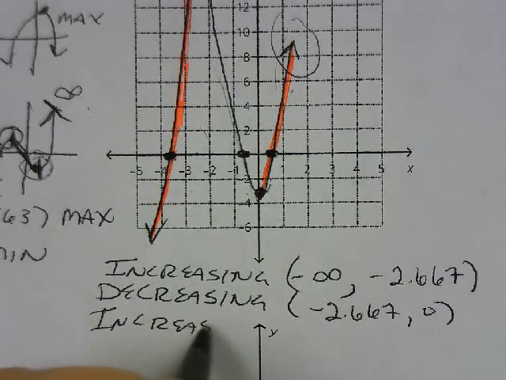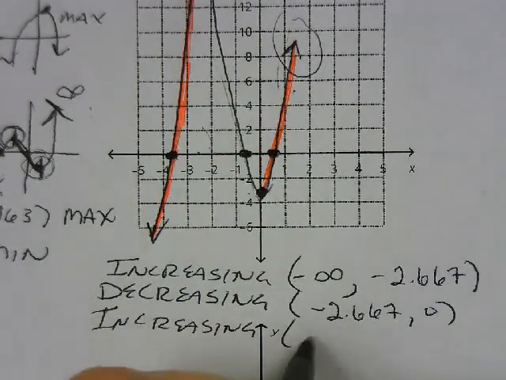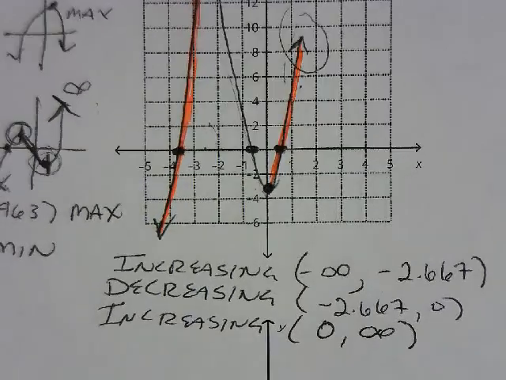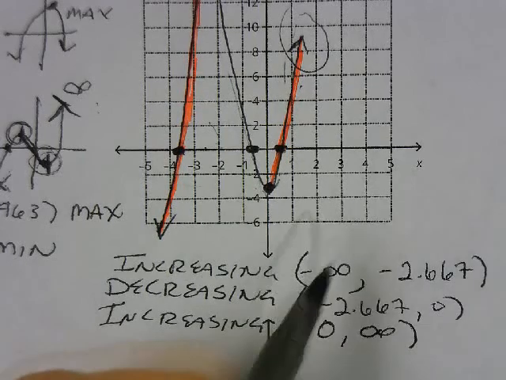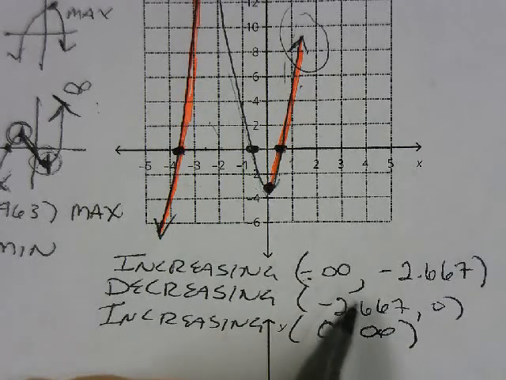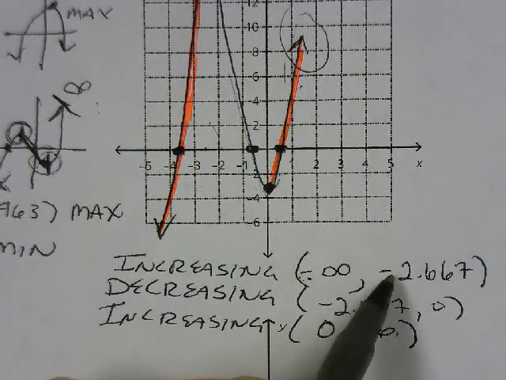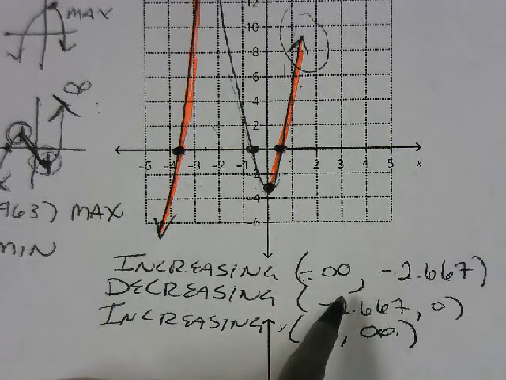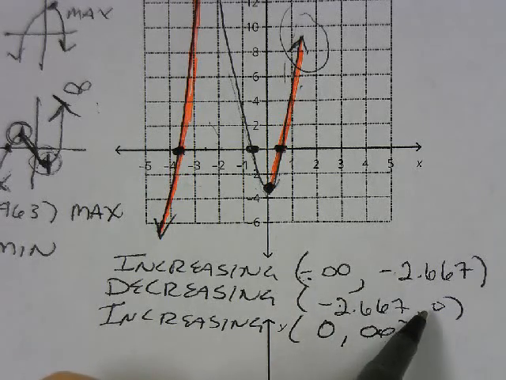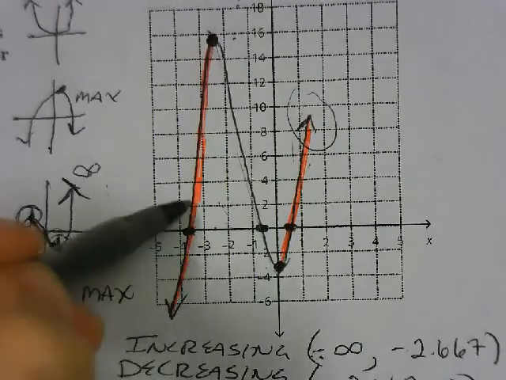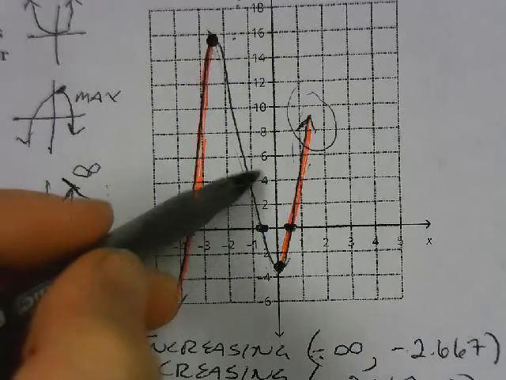And now we can just make sure that we have the chain correct. And you'll see a chain that goes from negative infinity all the way to positive infinity. So negative infinity to negative 2.667, negative 2.667 to 0, 0 to infinity. So you've been able to describe the entire function from negative infinity to positive infinity, telling me where it's going up and where it's going down. Again, where it's increasing and where it's decreasing. Okay.